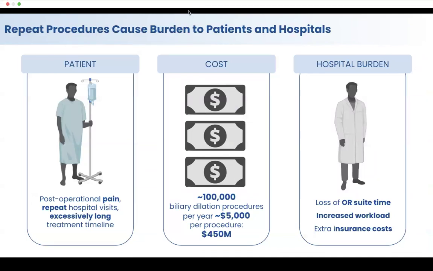These repeat procedures for biliary dilation cause significant burden for the patients and hospitals. Patients need to endure post-operational pain, repeat hospital visits, and an excessively long treatment timeline. With approximately 100,000 procedures per year at $5,000 per procedure, biliary strictures procedures cost the healthcare system $450 million per year. Additionally, hospitals lose OR time and incur increased workload and extra insurance costs.